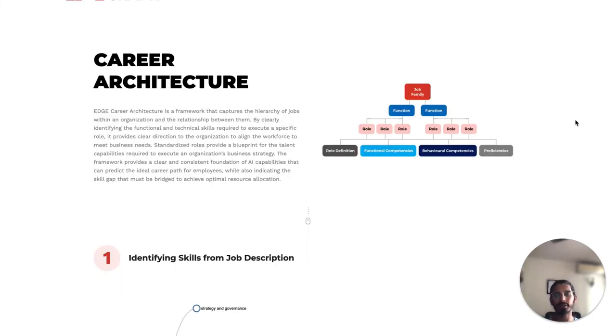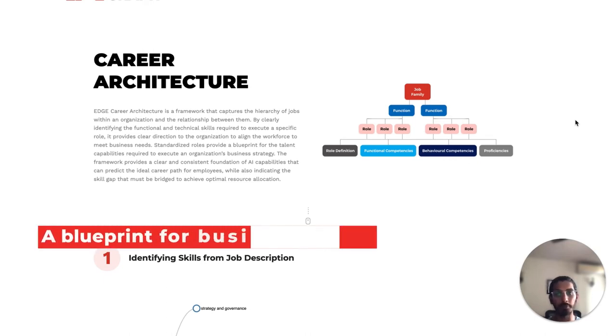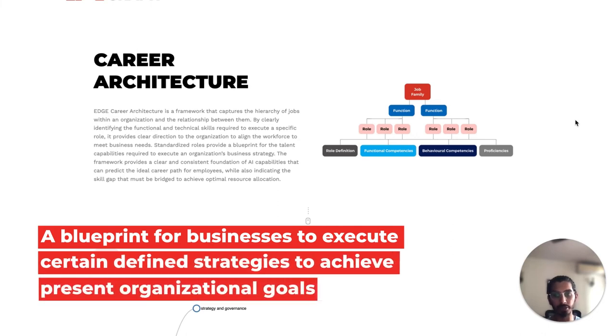Career architecture is a big part of any organization, where organizations build career architectures so they can align the workforce to meet the business needs. It's a kind of blueprint for the business to execute a certain strategy to achieve the goals they have.